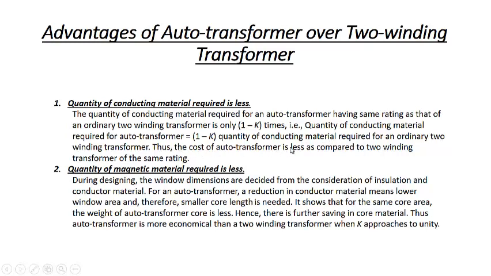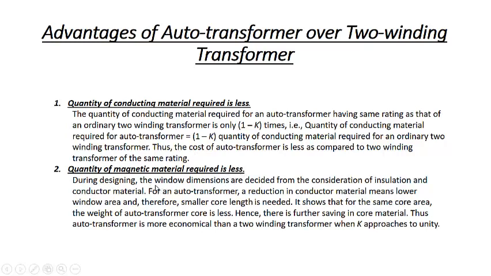Thus, the cost of the auto transformer is less as compared to the two-winding transformer of the same rating. So its cost will be less, hence we are always using the auto transformer. As you will see, in offices, in domestic applications, in houses, in homes, we are using mostly auto transformers. Quantity of the magnetic material required is less.